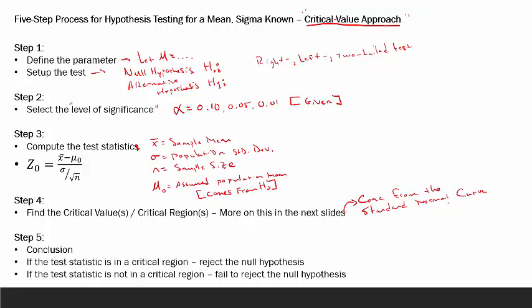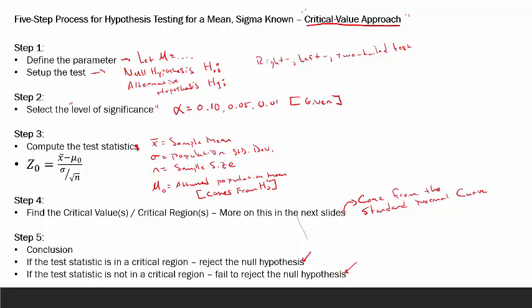And then step 5 is our conclusion step. In step 5 you have two conclusions you can make. You can reject the null hypothesis, as you see here, or you can fail to reject the null hypothesis.